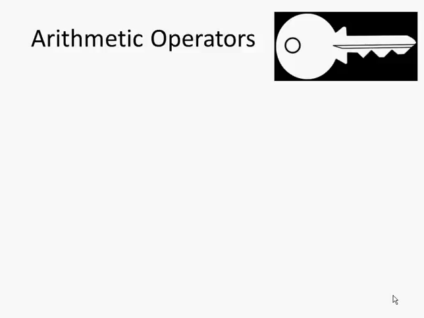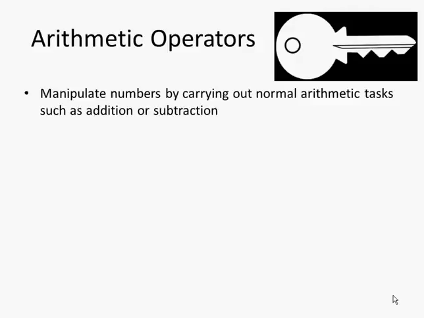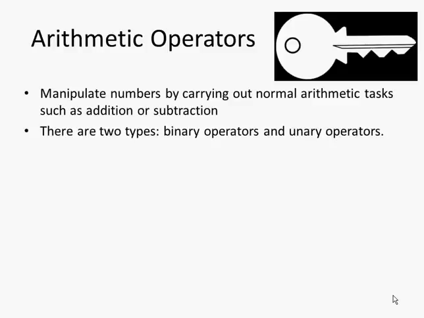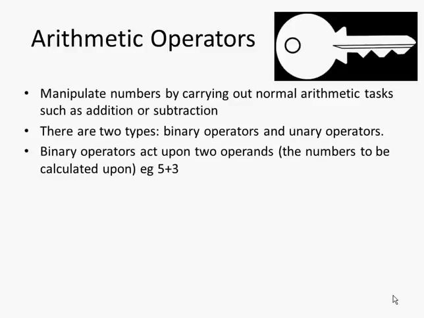We get a little bit more complicated with arithmetic operations. These are where mathematics are applied to values. So a definition: arithmetic operators manipulate numbers by carrying out normal arithmetic tasks such as addition or subtraction. So maths, basically. There are two types: binary operators and unary operators.